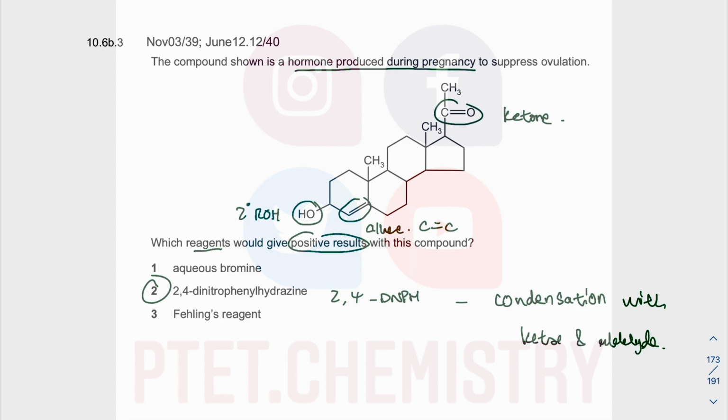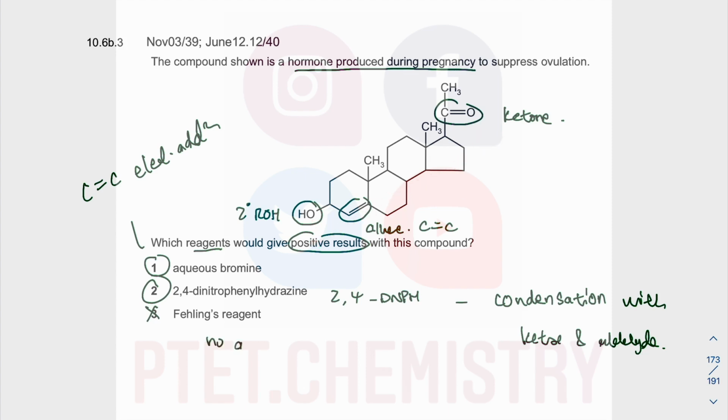Okay, aqueous bromine, yes, the alkene gets decolorized because you can do a carbon-carbon electrophilic addition reaction. You learned this from GCSE and also O level as well. So I've written this shorthand: electrophilic addition reaction. You can't do anything with Fehling's reagent because this is a ketone, this is an alkene, this is a secondary alcohol. None of them are aldehydes.